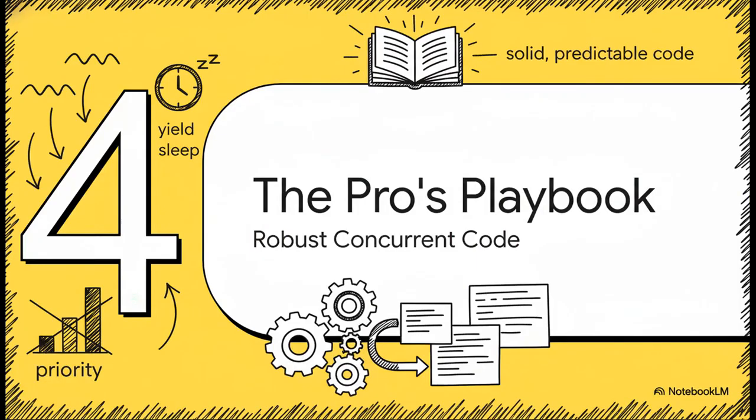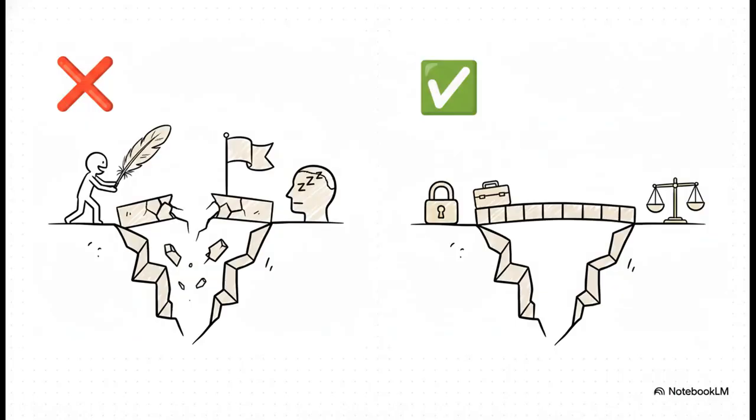So, if we can't depend on priority or yield or sleep to make sure our code actually works correctly, what are we supposed to do? Let's open up the professional's playbook and see how you write concurrent code that is solid and predictable. The right way, the only way, is to never, ever, ever build your program's correctness on these scheduling hints. Instead, you have to use the real tools of concurrency. We're talking synchronization blocks, the super robust executor framework, or things like fair locks if you really do need a first in, first out kind of ordering. These tools give you guarantees. Priority just gives you hope.